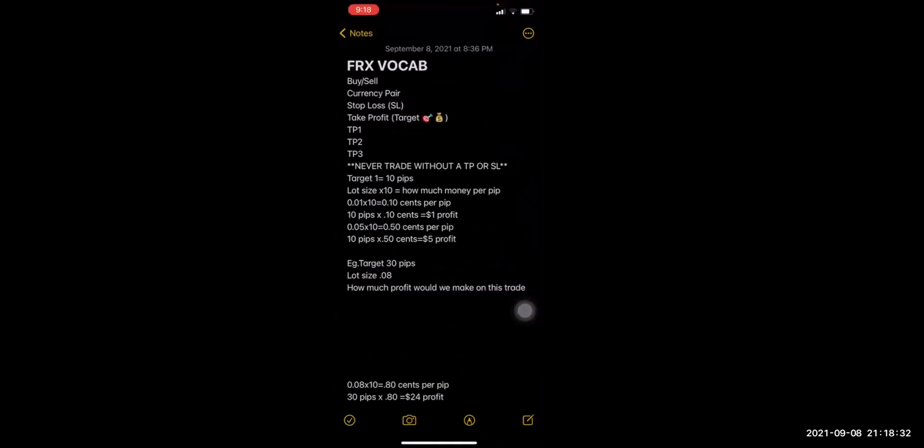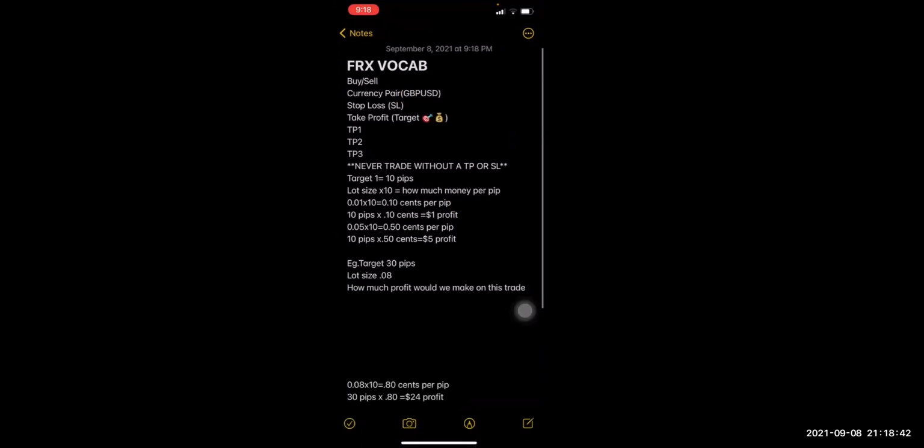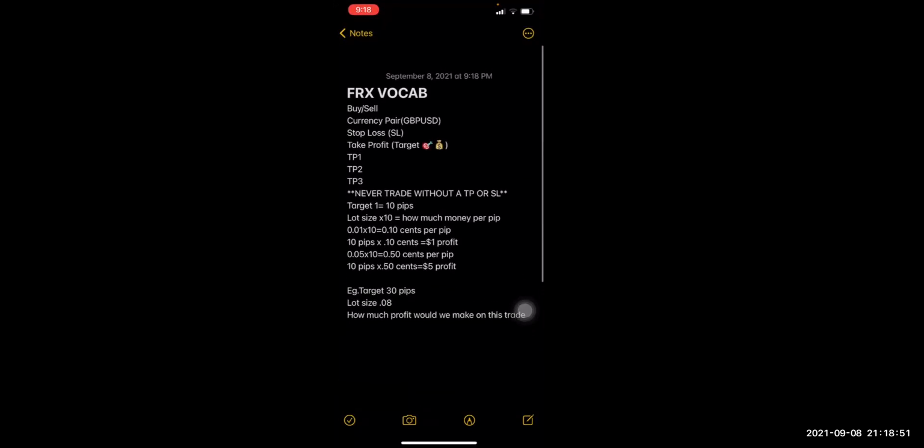Right. So currency pair. Let me just give an example. An example of a currency pair is GBP USD. All right. Stop loss. If you see me send out a trade, it may probably say SL, right? It may probably be SL.